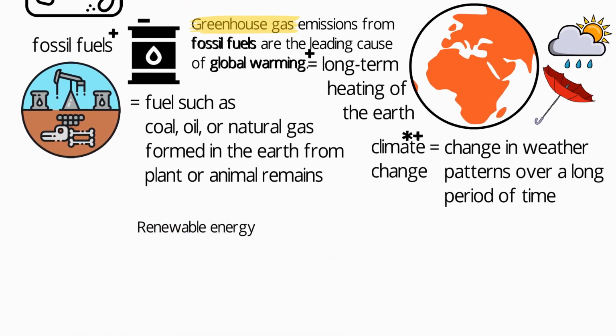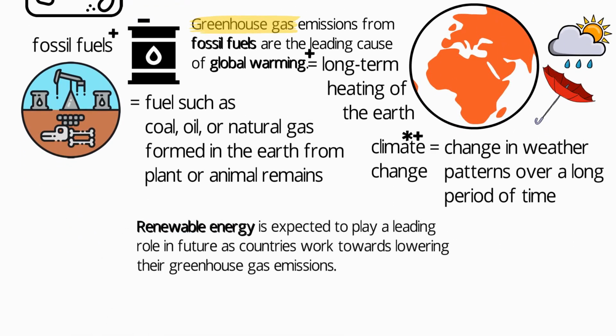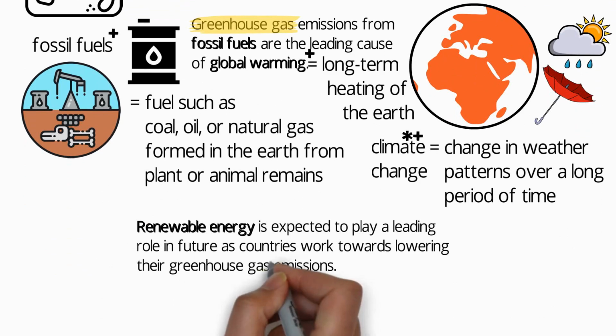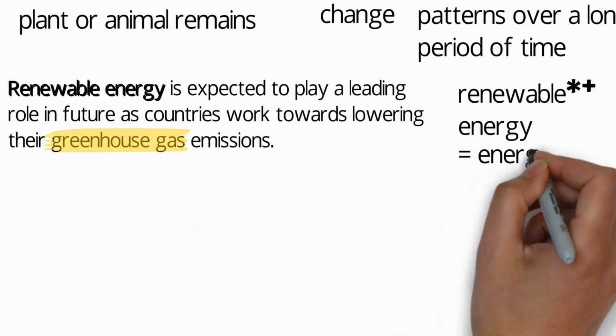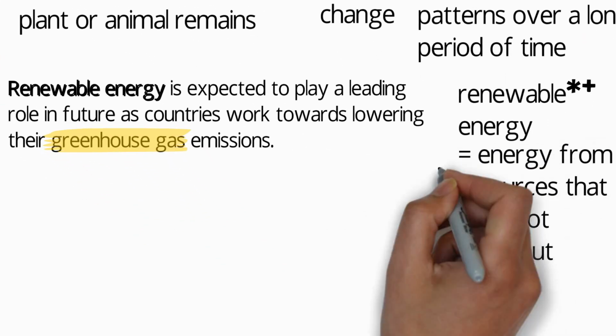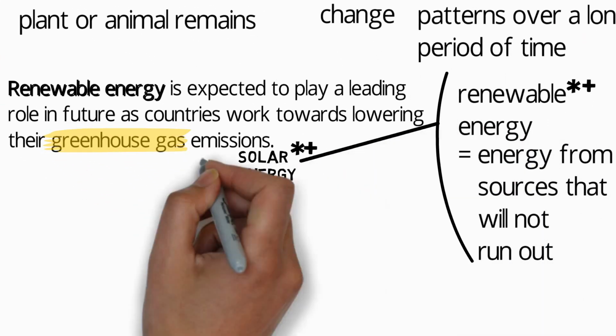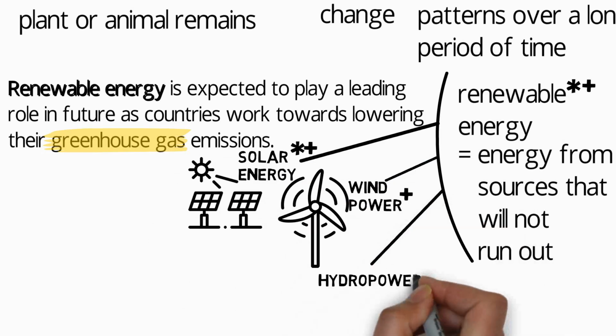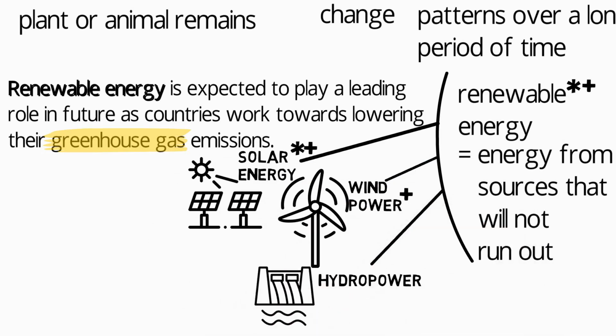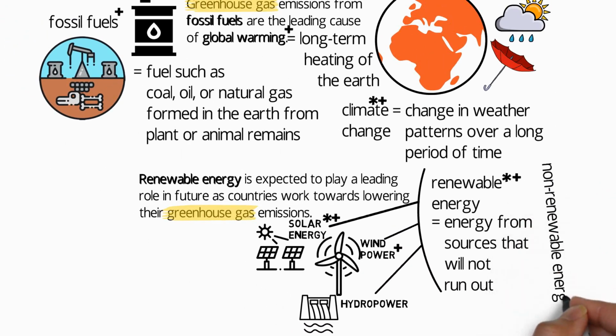The final phrase we'll look at is renewable energy. Renewable energy is expected to play a leading role in future as countries work towards lowering their greenhouse gas emissions. So renewable energy is energy from sources that will not run out, at least not in the lifetime of mankind. Examples are solar energy, wind power, and hydropower, which comes from water. The opposite of renewable energy is non-renewable energy, which is energy from sources that will run out.